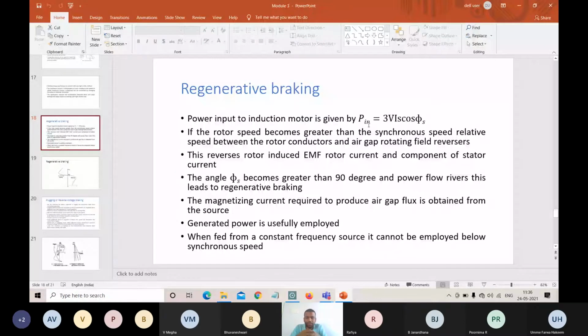The exact opposite of motoring. So whenever the stator angle, that is phi s, is greater than 90 degrees, automatically what happens? Because of the reversal of the rotor field, the power flow also reverses, and this reversing of the power flow leads to regenerative braking.